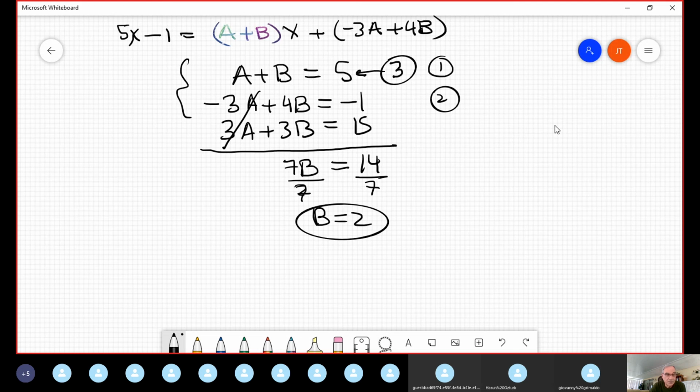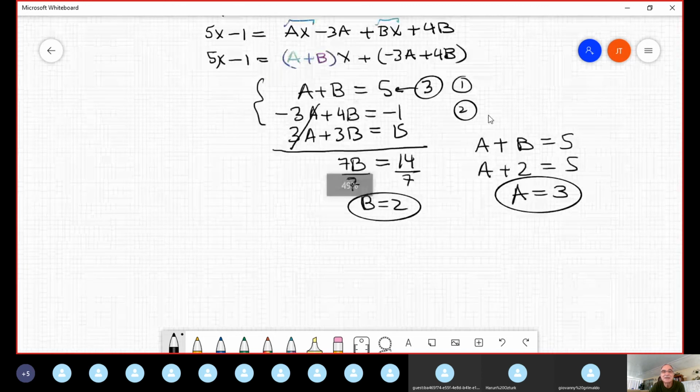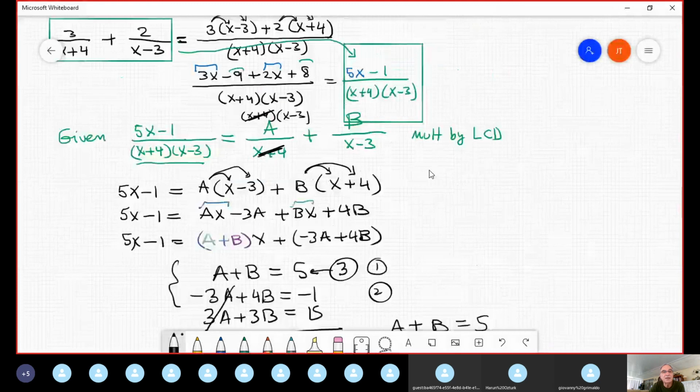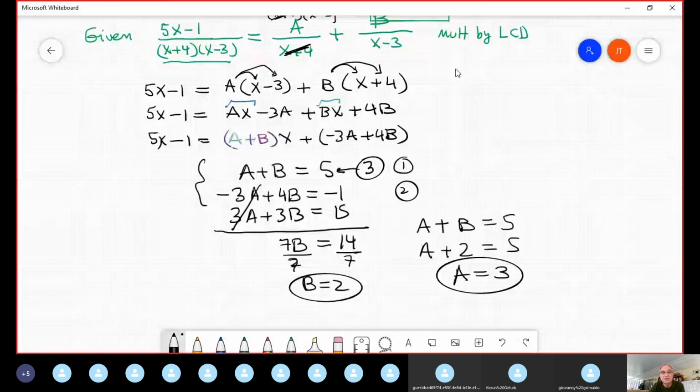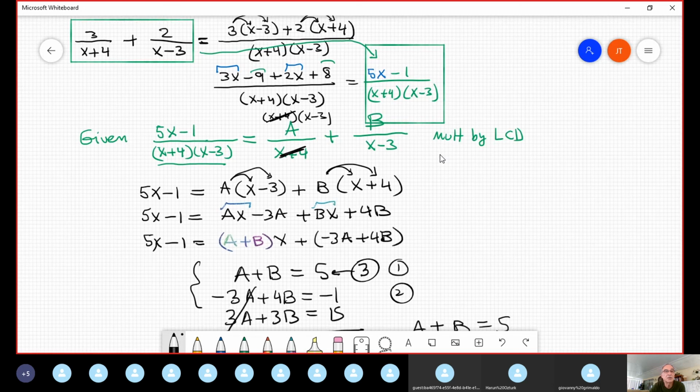I'm going to find a, when I use the easier equation, the first one. A plus b is equal 5. I know that b is 2. Therefore, a is 3. It's exactly the same answer we have at the beginning. Look at that, look at that, look at that. A is 3 here. And B was 2.